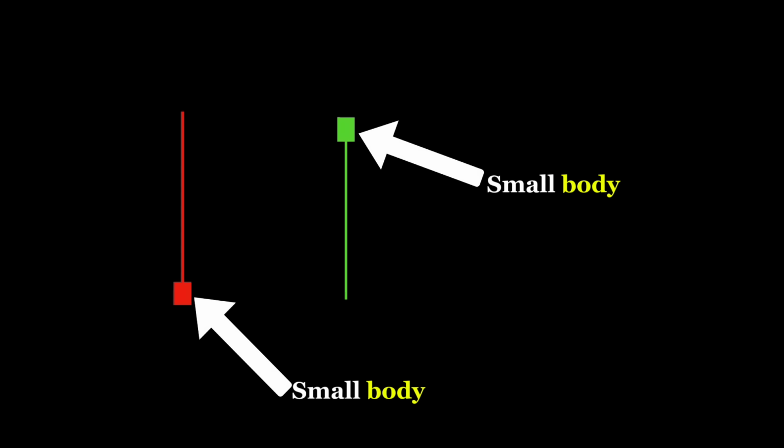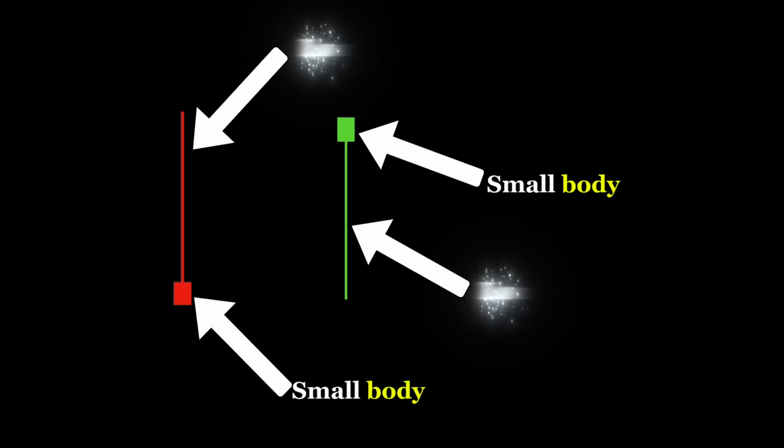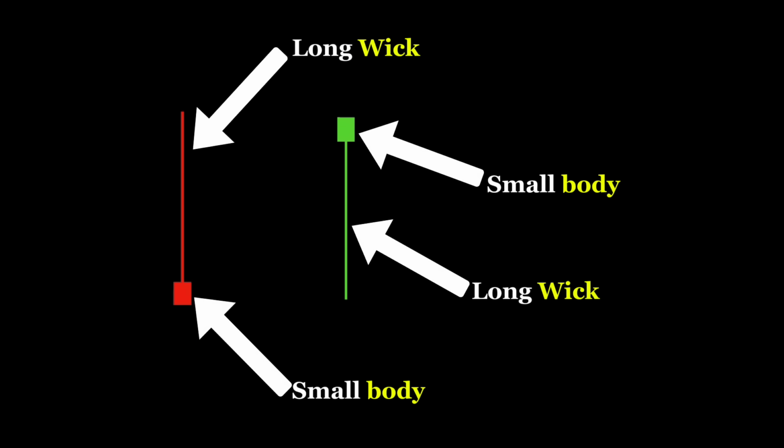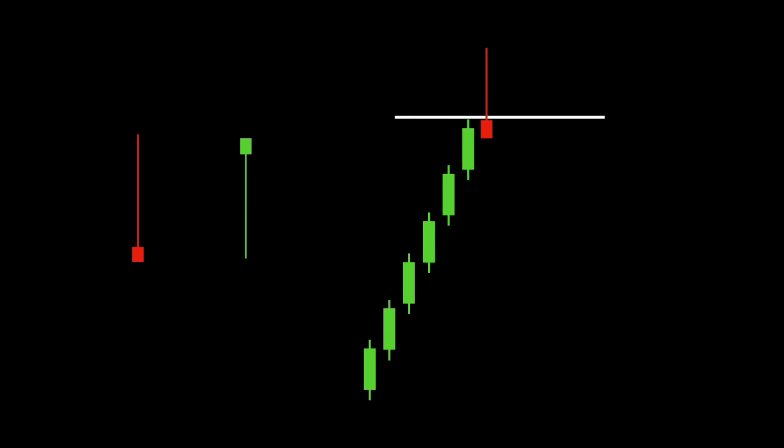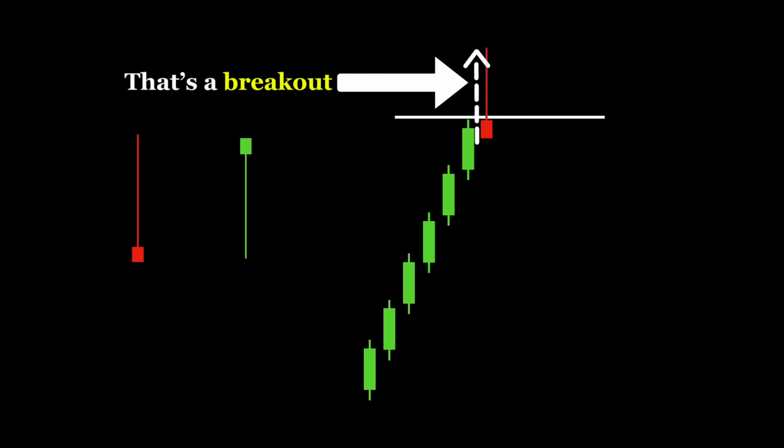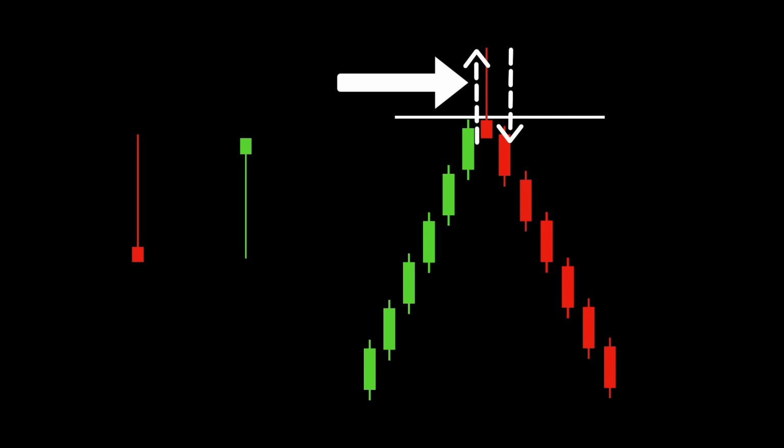Here's how it looks: a small body near one end and a long wick showing strong rejection. It tells us price tried to go somewhere but was slammed back. Retail traders often see this and get excited. They think, that's a breakout, I'm jumping in now, but smart money thinks differently. They use this candle to manipulate emotions, to lure traders in, take their stops, and then reverse the market.